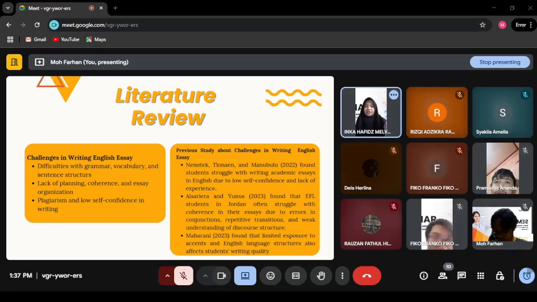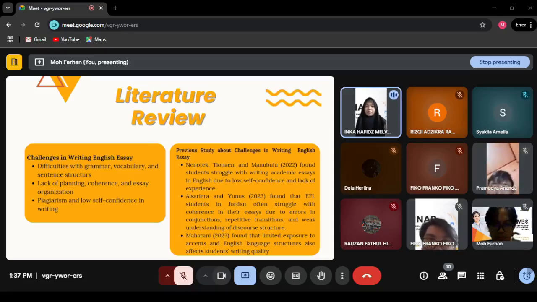Second is Alisaria and Yunus 2023 state that EFL students in Jordan often fail to establish coherence in their essays. Errors in the use of conjunction, repetitive translation, and weak understanding of discourse structure are the main factors contributing to the weak logical flow of their writing.